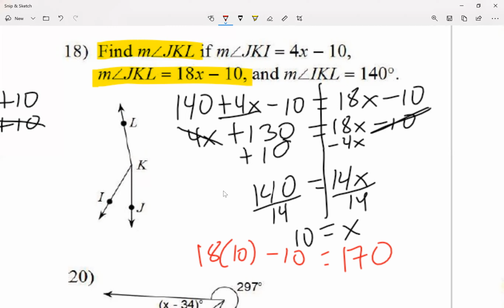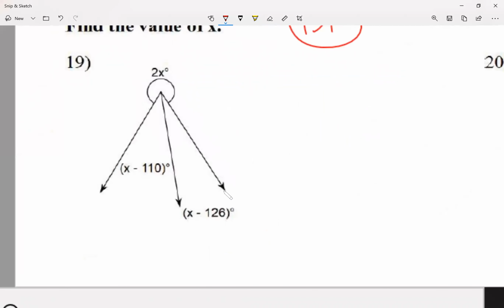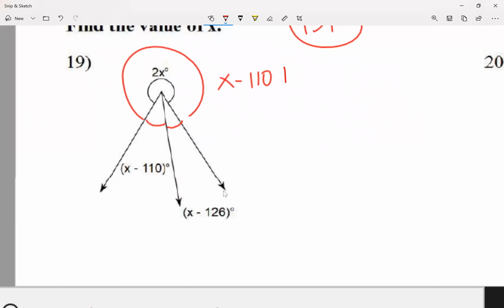All right, let's take a look at questions 19 through 22 now. Here, in some cases, we're looking at angles. If I add this angle with this angle, and then this other angle, notice I make an entire circle. So let me add everything here: x minus 110 plus x minus 126 plus 2x. I'm adding everything.